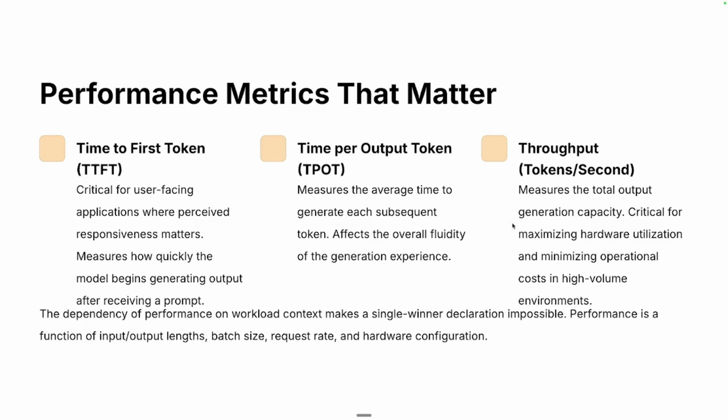So when evaluating LLMs, it is essential to understand the key metrics. We've got time to first token, or TTFT, which measures how quickly the model starts responding. Another metric is time per output token, or TPOT, which tracks the average time it takes to generate each new token and influences how smooth and fluid the user experience feels during long generation. And finally, we have throughput, which usually measures tokens per second and tells us how much output the system can generate over time.